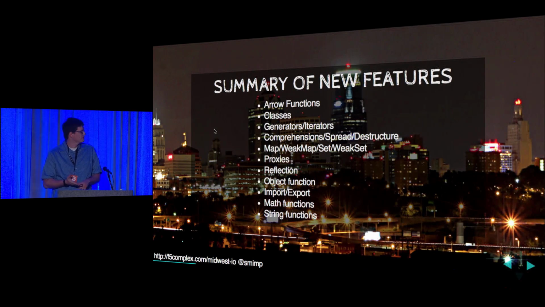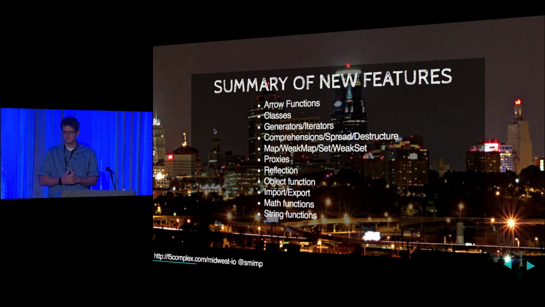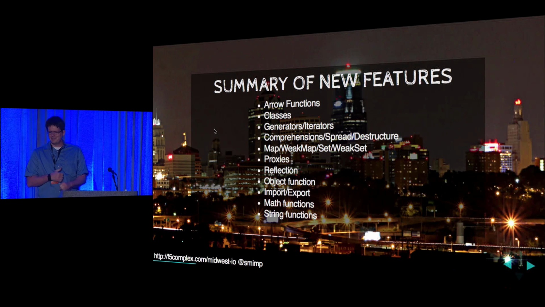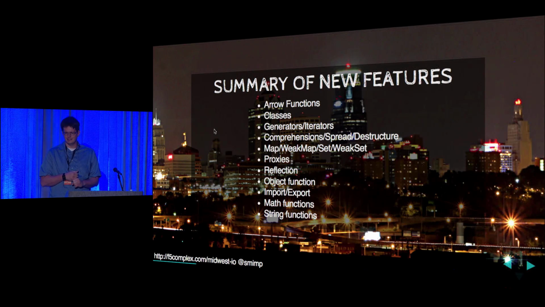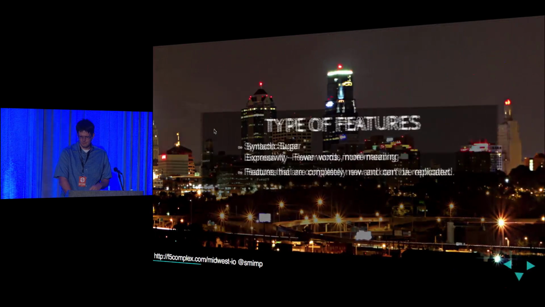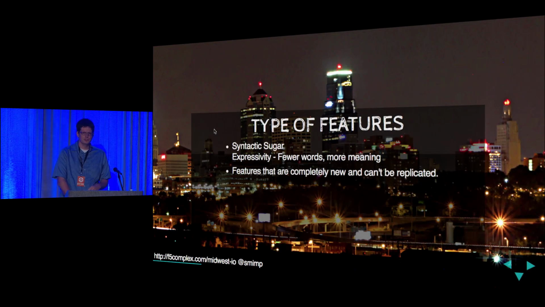So there are arrow functions, classes, generators, iterators. You have comprehension, spread, destructure, various map features that you've definitely missed with JavaScript, proxies, reflection, object functions, import, export, math functions, and string functions. And import, export's really modules. So there's really 2 types of features. I hinted at this earlier. There's syntactic sugar and features that are completely new and can't be replicated.